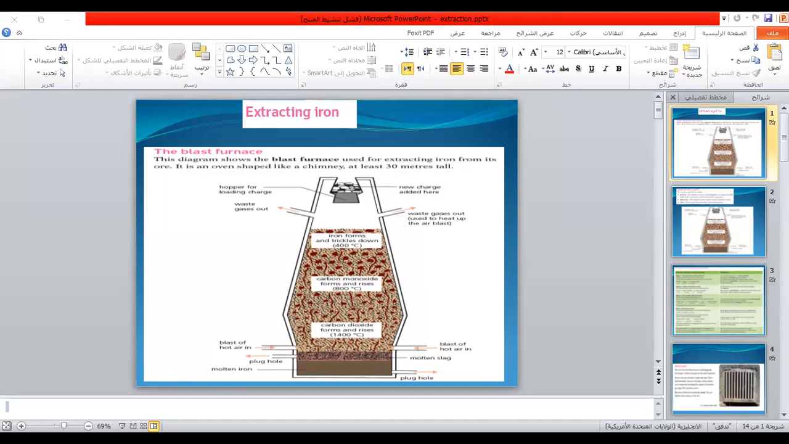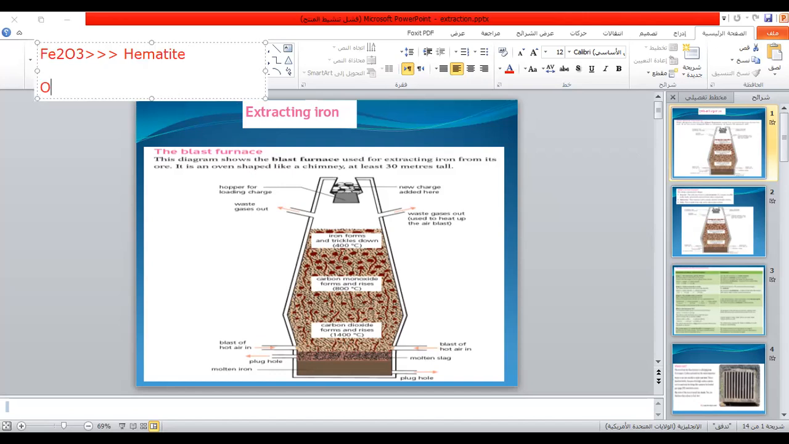What is the ore of iron? Iron in nature exists as Fe2O3, iron oxide. This is called hematite. So this is iron ore. In paper 4, sometimes he asks what is the ore of iron.